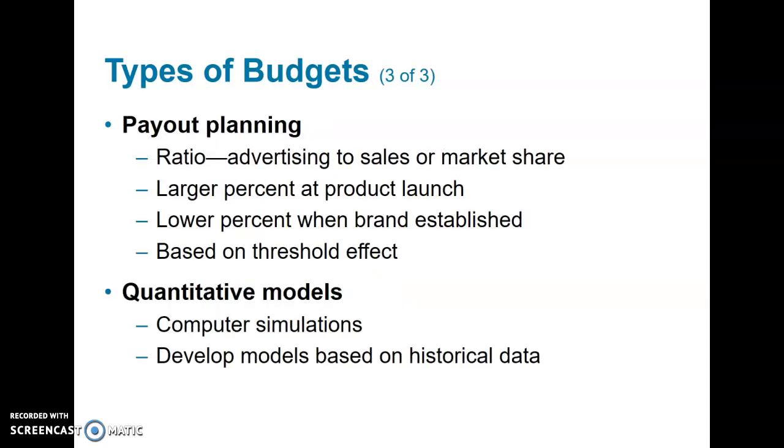Payout planning involves setting a budget based on a ratio to sales or market share. This method usually results in spending more money early in the process and then reducing the budget after the brand is established. Quantitative models use historical data to determine the relationship between sales and marketing, and then budgets are set according to that.